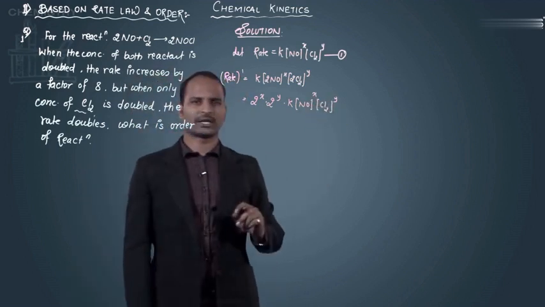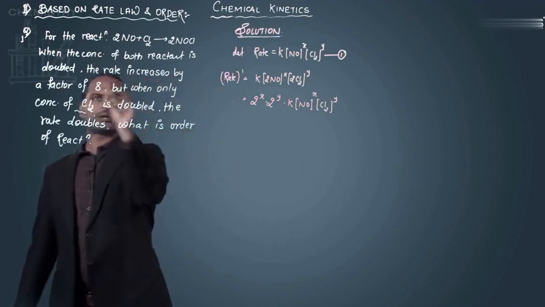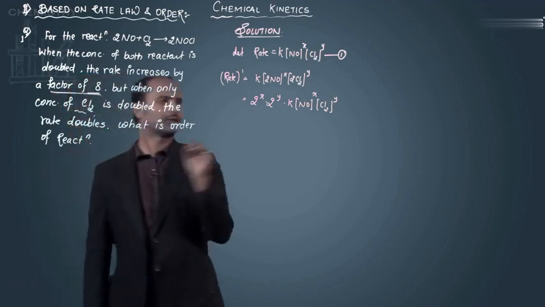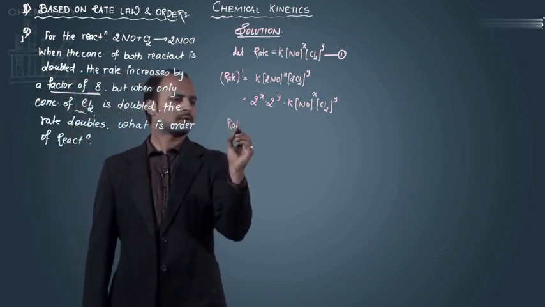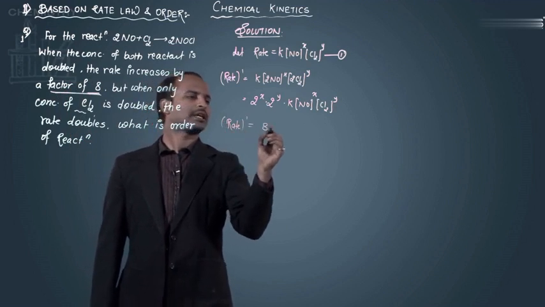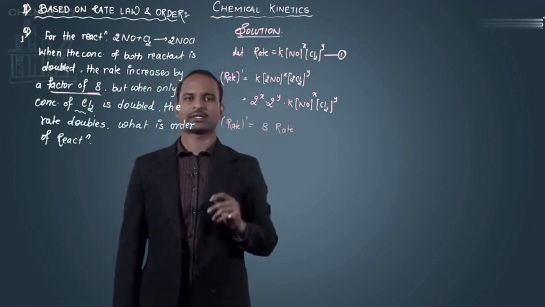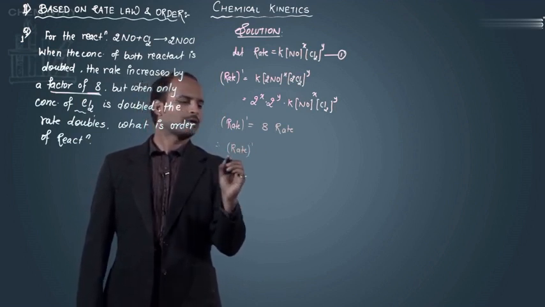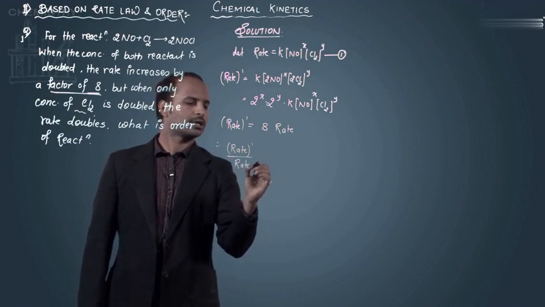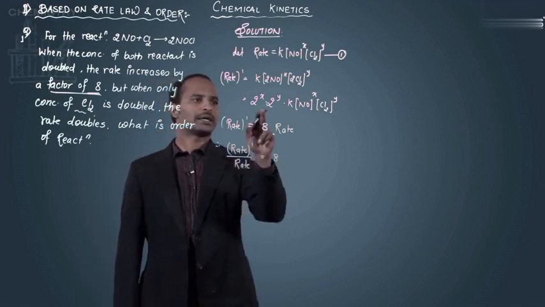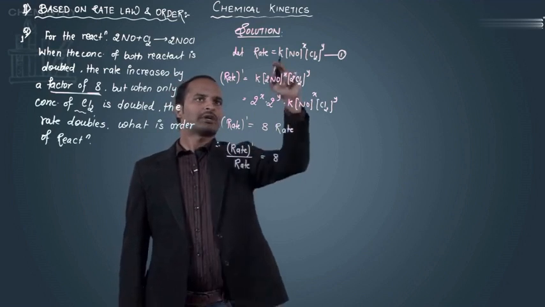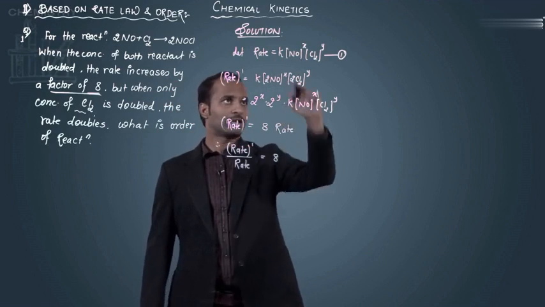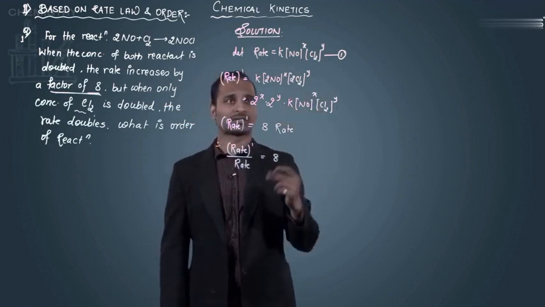So we got a formula for the rate dash, and it is said that if the concentration of both the reactants is doubled, then the rate of reaction increases by a factor of 8. That is, the new rate is 8 times the original rate. Therefore I can say that rate dash upon rate is equal to 8. Rate dash is this, upon rate. After substituting the values, something will get cancelled: K will get cancelled, NO will get cancelled, Cl2 will get cancelled.